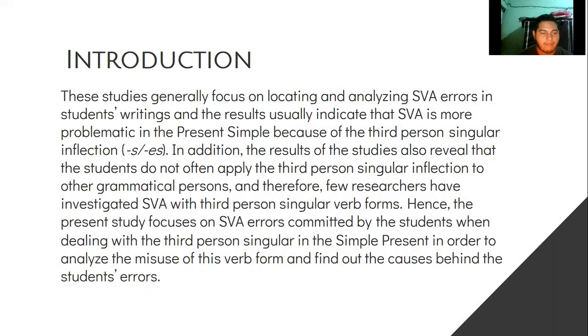Hence, the present study focuses on subject-verb agreement errors committed by the students when dealing with the third person singular in the simple present, in order to analyze the misuse of this verb form and find out the causes behind the students' errors. Okay, the idea here is to understand why students are facing these troubles at the moment of using the third person singular, or the famous letter S after the main verb.